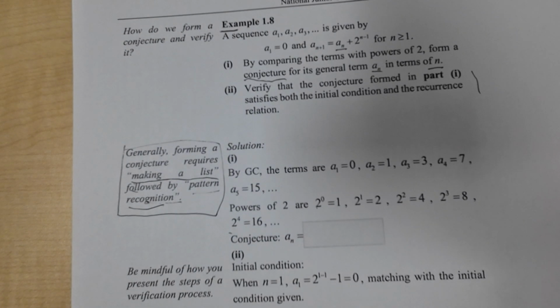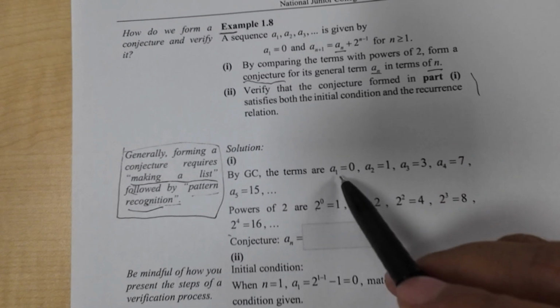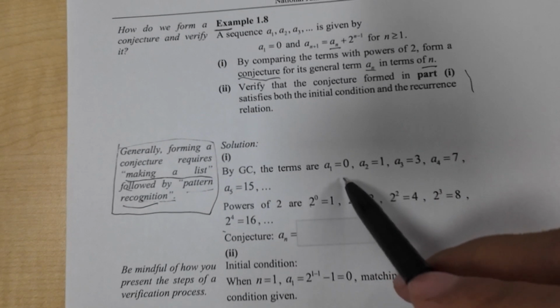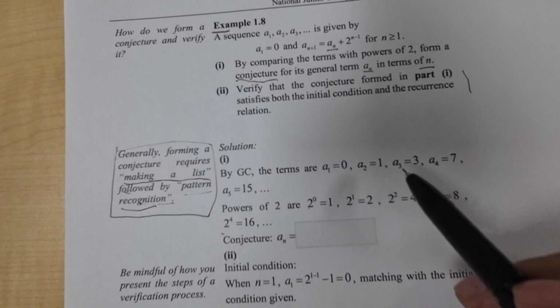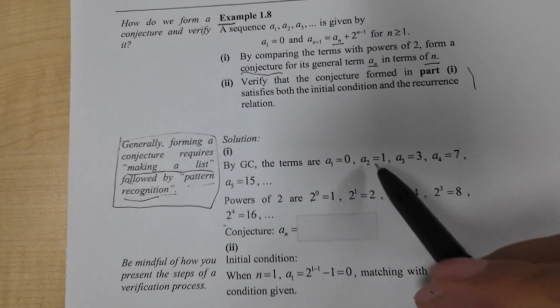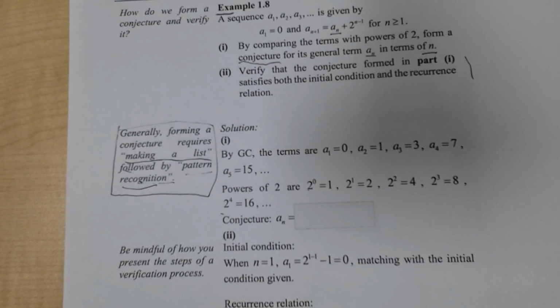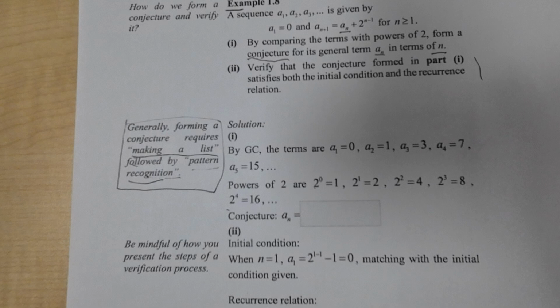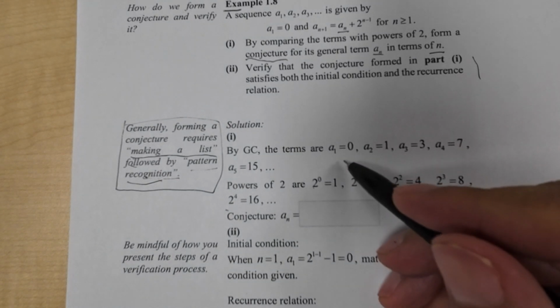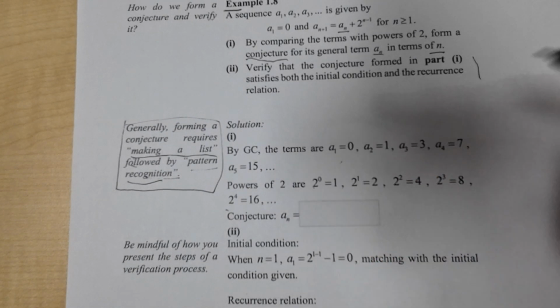At the same time, we have previously used our GC to find out the first few terms in the sequence. If not, you can also do it manually and slowly. So these are the first five terms in this sequence. Hopefully you can compare, find the relationship and figure out the pattern. But if you really cannot, perhaps you will need to write down a few more terms.